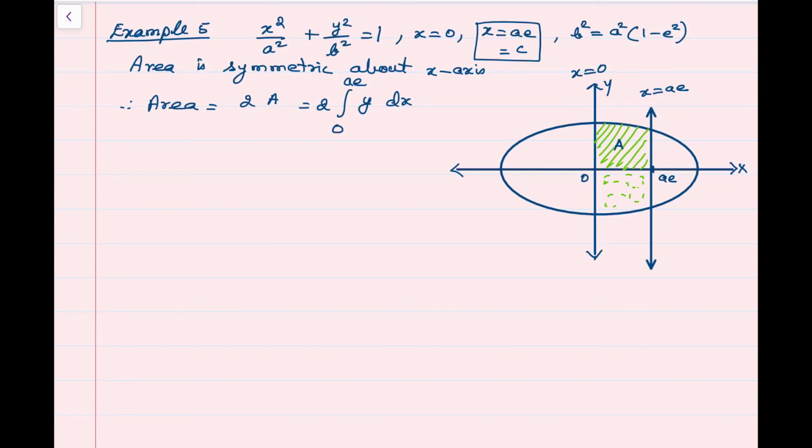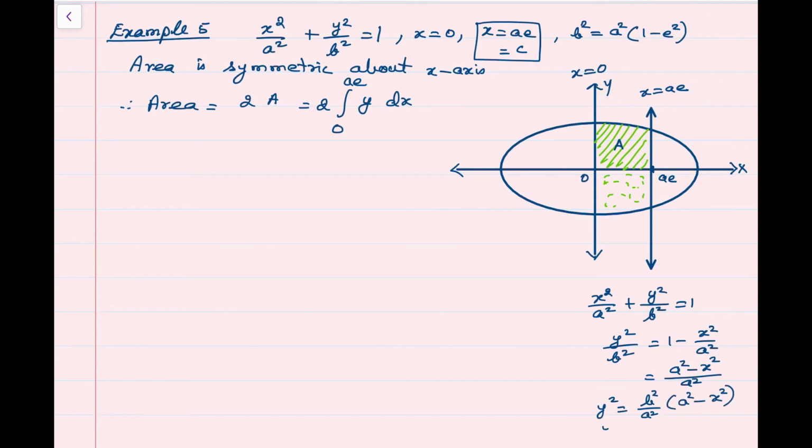We will find y from the ellipse equation. X square divided by a square plus y square divided by b square is 1. Therefore, y square by b square is 1 minus x square divided by a square. Take LCM to avoid coefficient for x term. Therefore, y square is b square divided by a square times a square minus x square. Y will be, no plus or minus sign required here because I am using the curve which is in the first quadrant. So, plus sign.